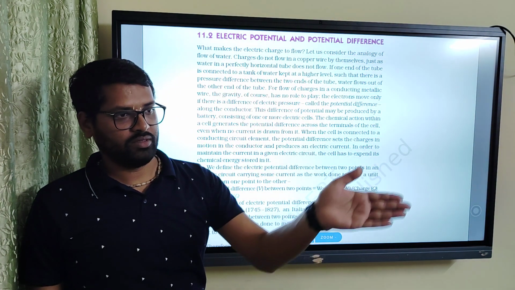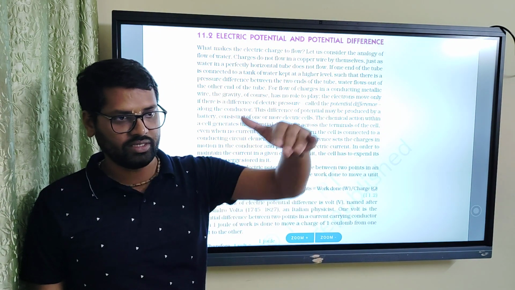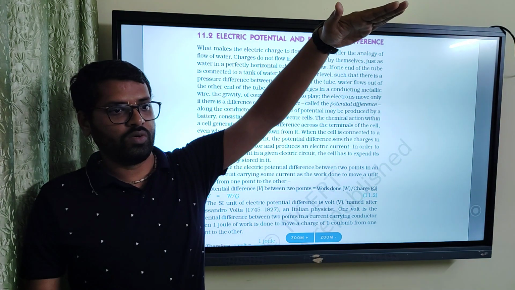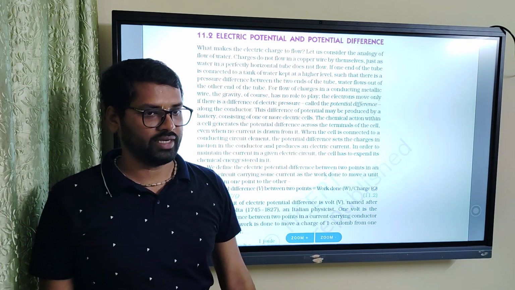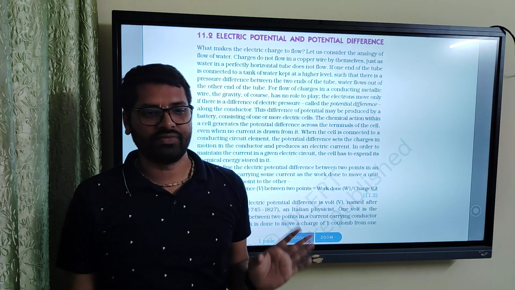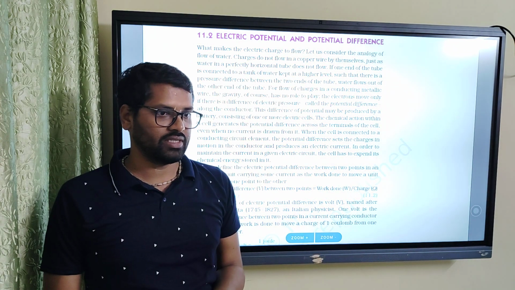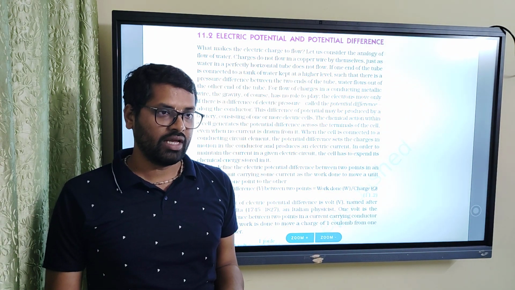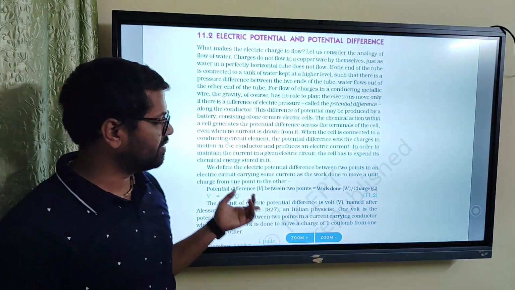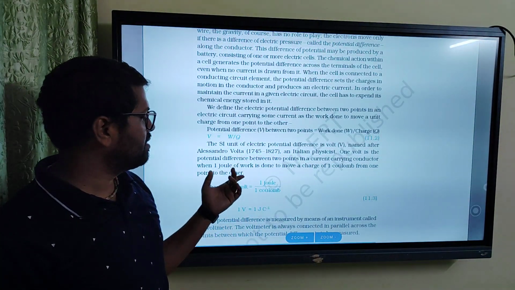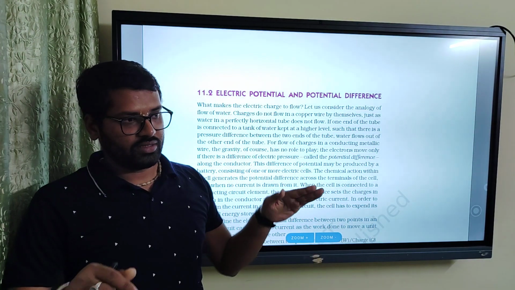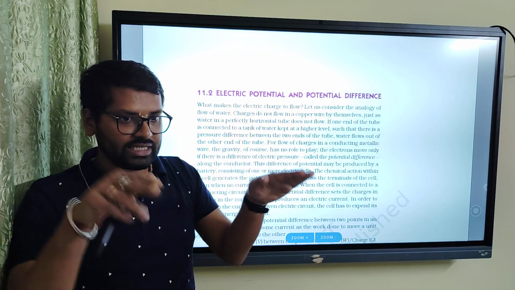The full tank will flow into the empty tank. Correct. It will start moving from higher pressure to lower pressure. Correct. Like that only, there is something called potential difference. So we say a pressure difference. Like that, there is something called potential difference. What is potential difference? Potential difference is nothing but how much difference is there.